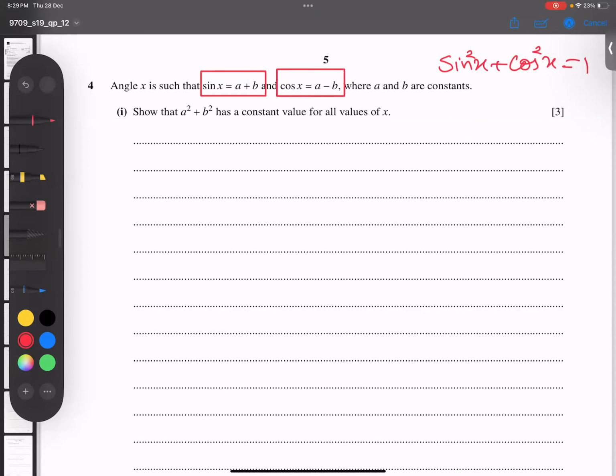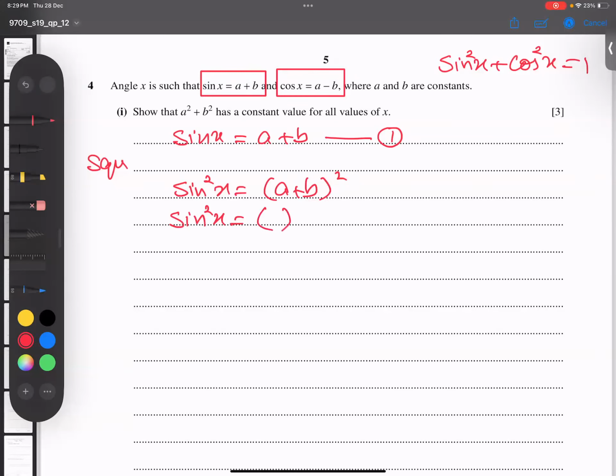I'm writing first of all, okay, this I count: sine x is equal to a plus b. I count this equation number 1. I'm squaring both sides. When I square both sides, what I get: left hand side, sine square x, and right hand side, I get a plus b whole square. So if I simplify, what I get, here, squaring identity, you write 2 times multiply, but best technique as a teacher, I suggest you first term square, 2 into first term, second term, plus second term square.